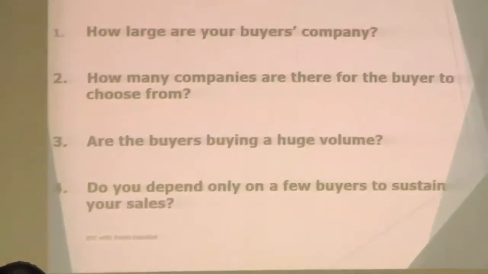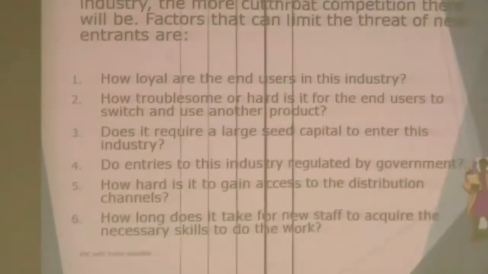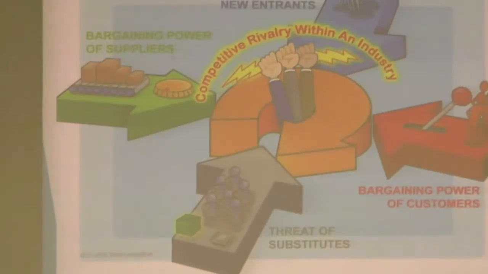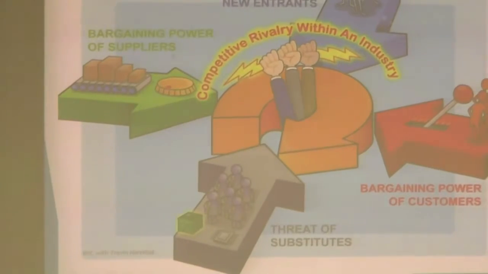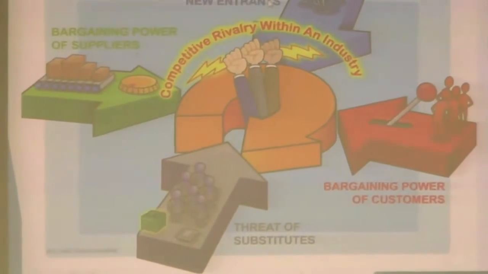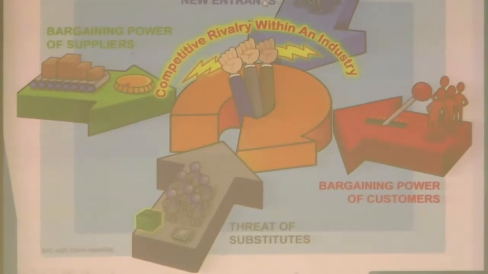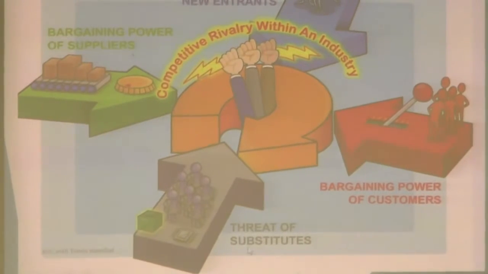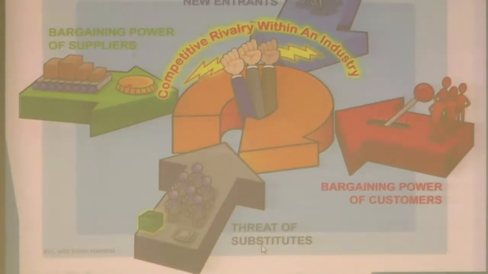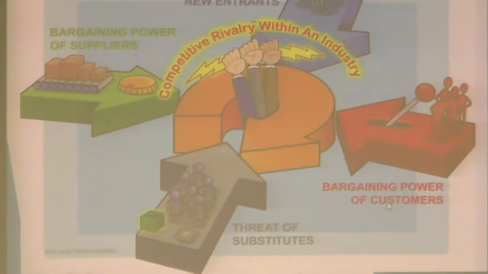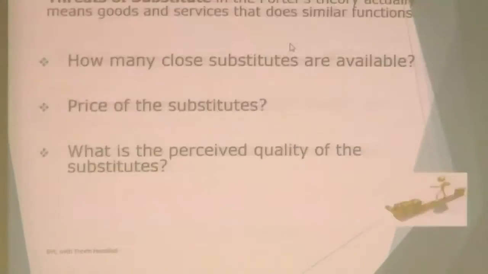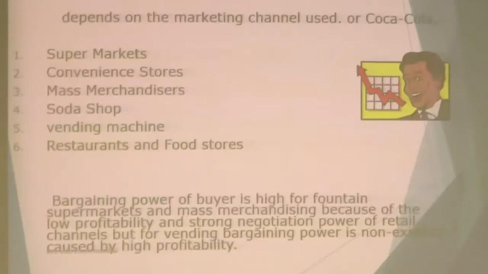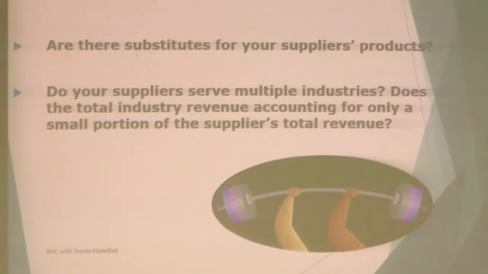So actually we were talking about Porter's five forces. I was able to explain the threat of new entrants, the threat of substitutes, the bargaining power of customers, and competition, the rivalry. So today we will move into the last one, which is the bargaining power of suppliers.